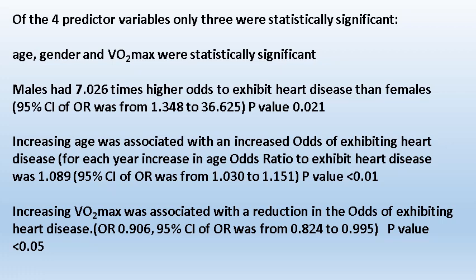Increasing age was associated with an increased odds of developing heart disease. For each year increase in age, the odds ratio to exhibit heart disease was 1.089, and the 95% confidence interval was also not having 1. 1 is the null value, right? So the p-value was less than 0.01.